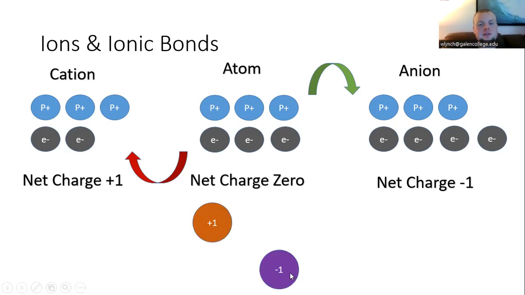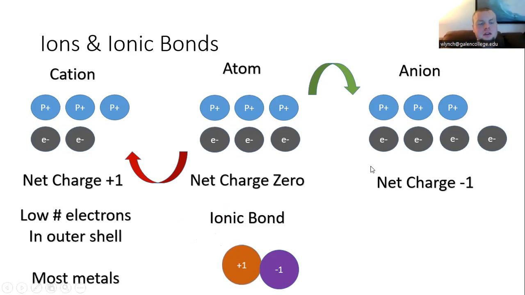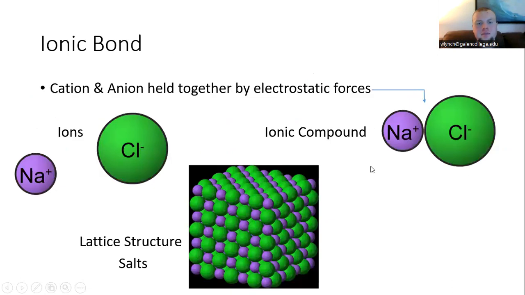So we see the positive and the negative here. They will attract one another, bind, and form a stable compound. And this is an ionic bond between a cation and an anion. Normal ionic bonds that we find, one example is going to be salt.